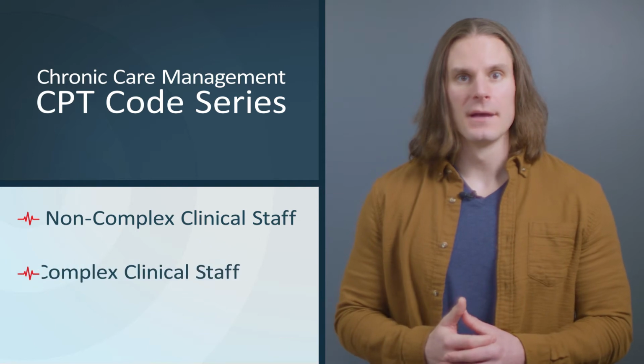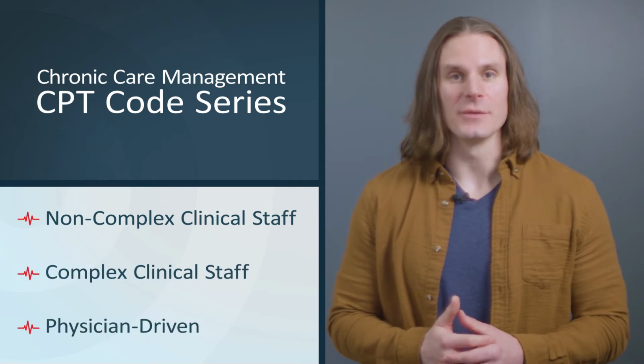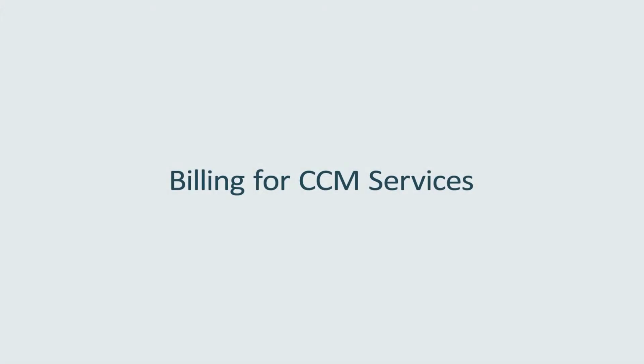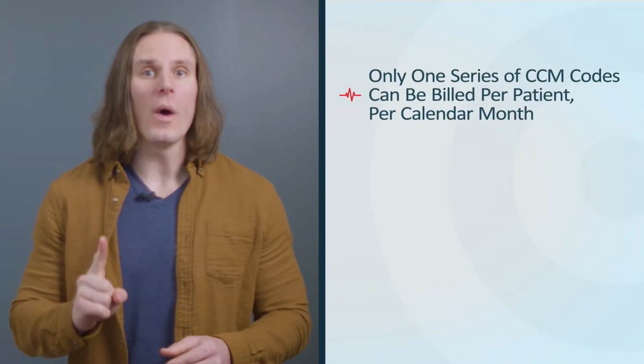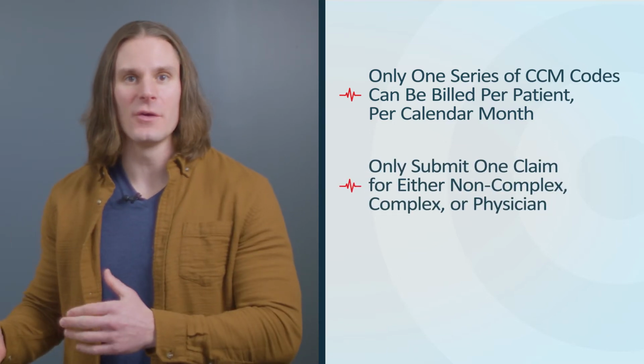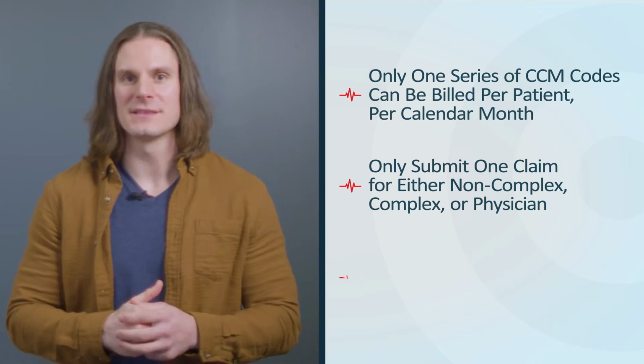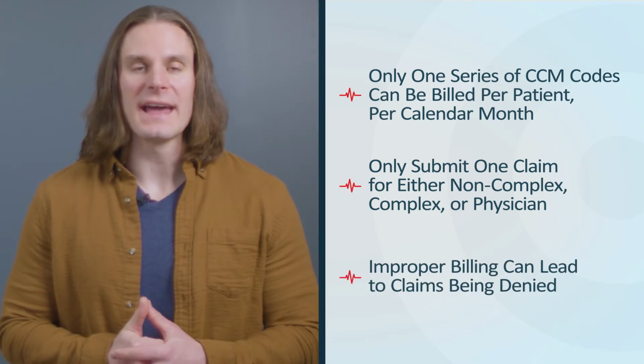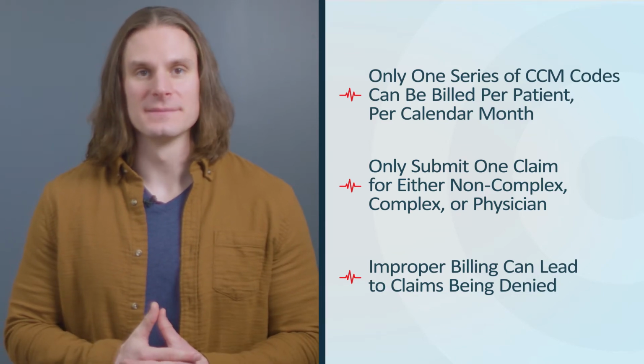There are 3 series of CCM codes that you'll need to be made aware of: CCM Non-Complex, Complex, and Physician-Driven codes. One major thing to consider when actually dropping these claims to your insurance carriers is that a series of CCM codes can only be billed once per calendar month. So, for example, you can't bill physician-driven codes with complex or non-complex codes. If you bill more than once, you run the risk of that claim being denied by the insurance. We here at ThoroughCare suggest you drop the claim with the highest reimbursement at the end of the calendar month.